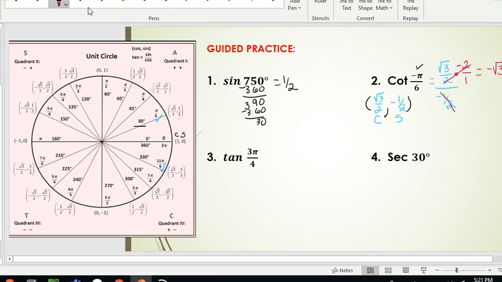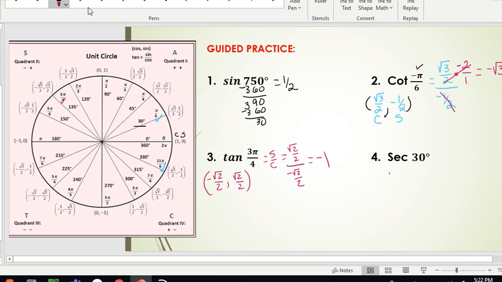Tangent of 3 pi over 4. 3 pi over 4 is right here, so I'm at negative square root 2 over 2 and square root 2 over 2. And so all I have to do for this one is do sine over cosine, so that's the positive one over the negative one. But here's the thing, they're the same, I just have one negative involved. It's negative 1. I don't have to change, flip for my purpose, but you may need to.